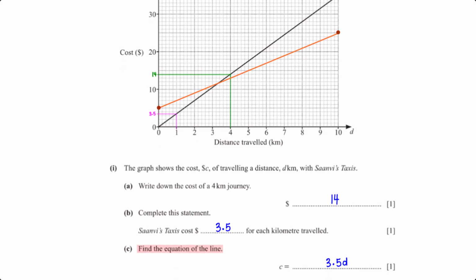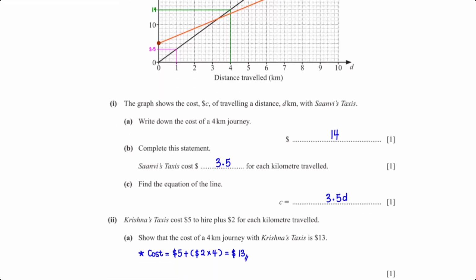Find the equation of the line. The equation of any straight line can be expressed in the form y equals mx plus c. In this case, y is C and x is D. We found the gradient m of the line in the previous question to be 3.5. The line passes through the origin, so c is 0. So we have C equals 3.5D.